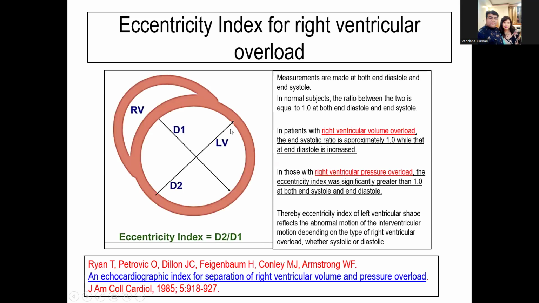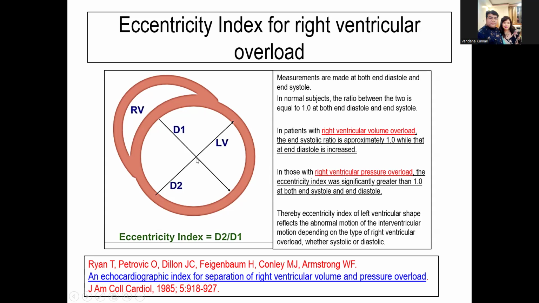Just think, instead of mugging it up, think of the rationale of it. Normally, what exactly happens? This is the D2 dimension, this is the D1 dimension, correct? Normally, in a person, this D1 dimension and D2 dimension are almost the same. Like D2 divided by D1 is 1.